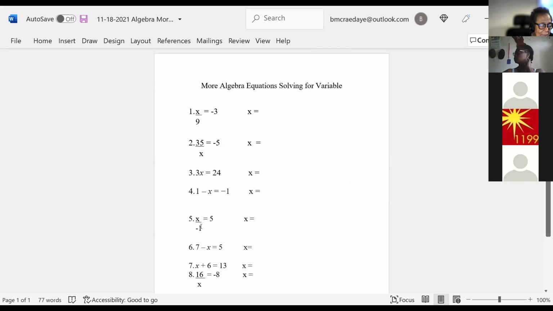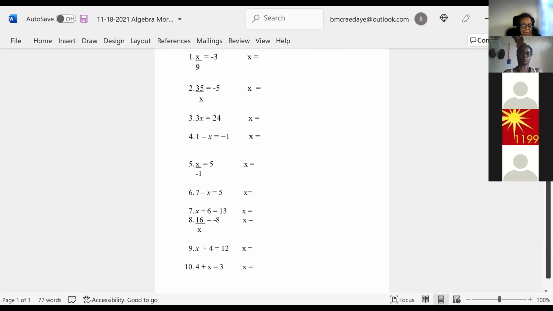x over minus 1 equal 5. 7 minus x equal 5. x plus 6 is 13. 16 over x is equal to minus 8. 9 is x plus 4 is 12. And 4 plus x is 3.